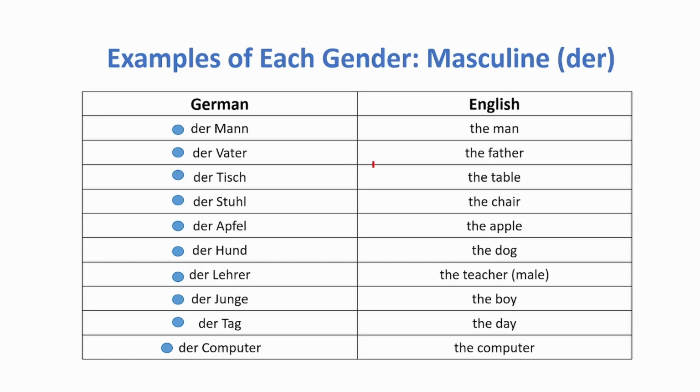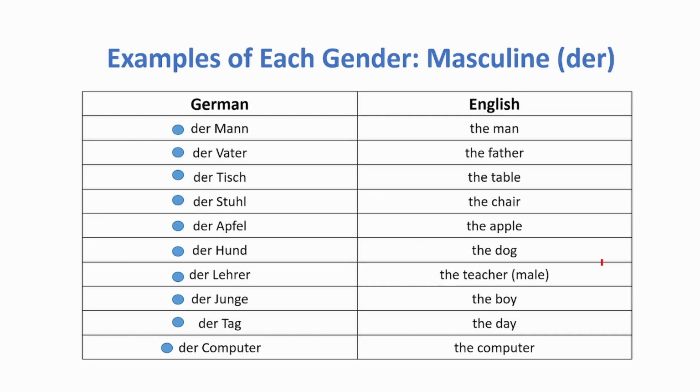First, we'll see masculine. Der Mann. I have color coded it to blue so that you can easily remember which article will come with this noun. Der Mann means the man. Der Vater means the father. Der Tisch means the table. Der Stuhl means the chair. Der Apfel means the apple.